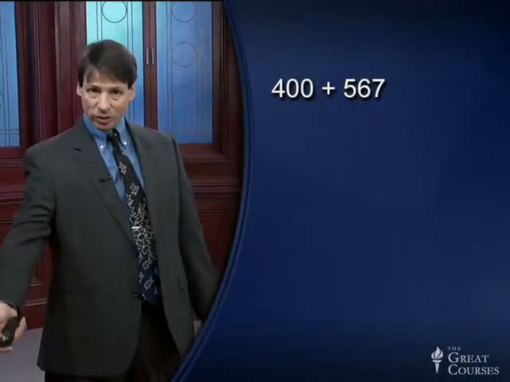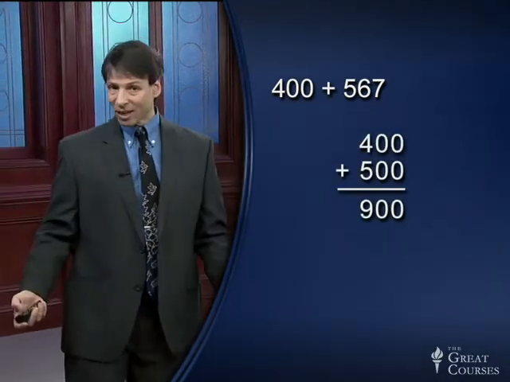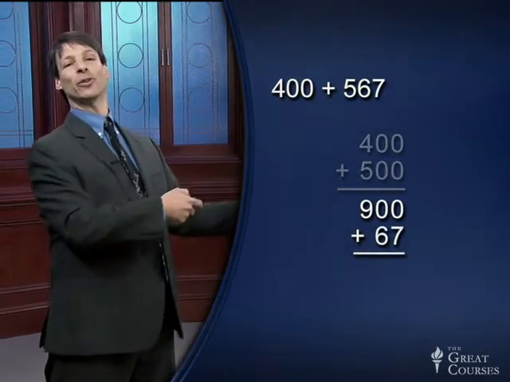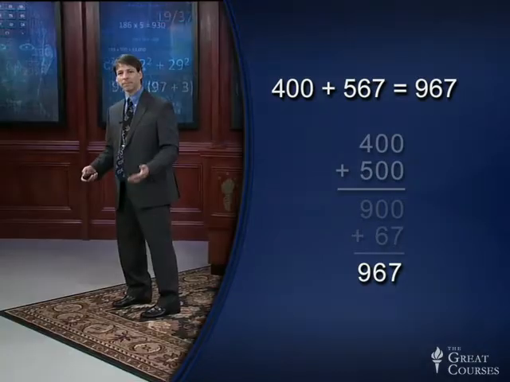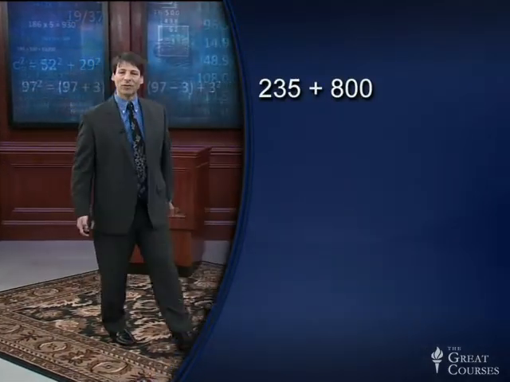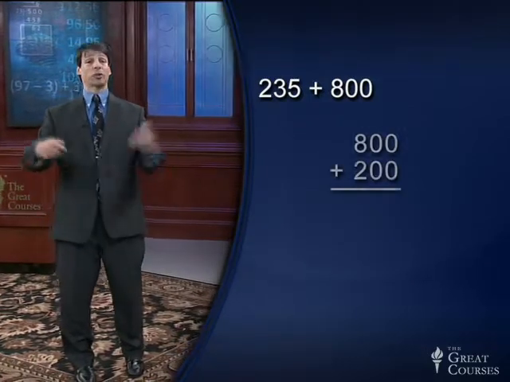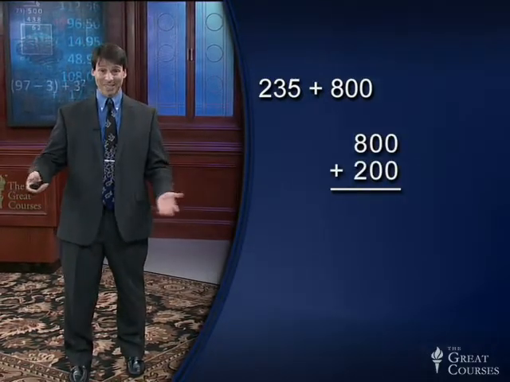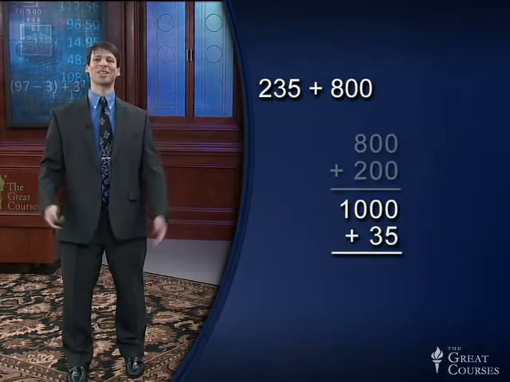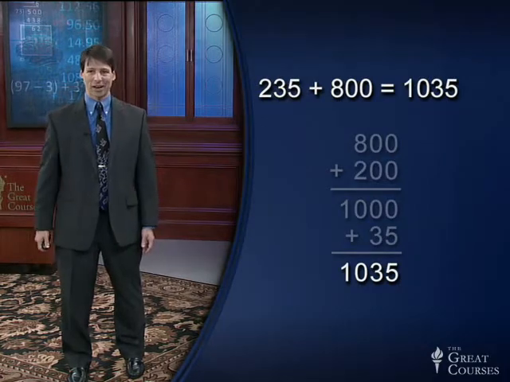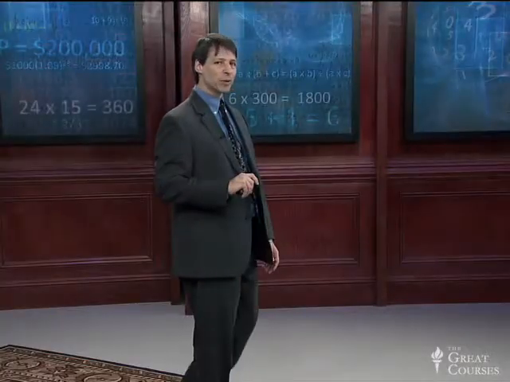The next easiest situation is when one of them is a multiple of 100. You try 400 plus 567. 400 plus 500 is 900, and the 67 comes along for the ride, so the answer is 967. Let's do 235 plus 800. Now 200 plus 800 is 1,000. So 235 plus 800 is 1,035.